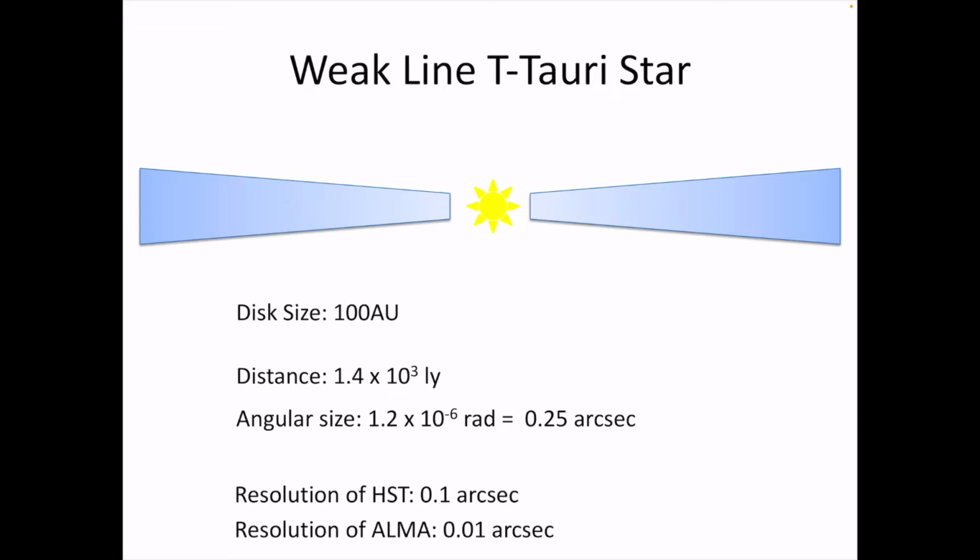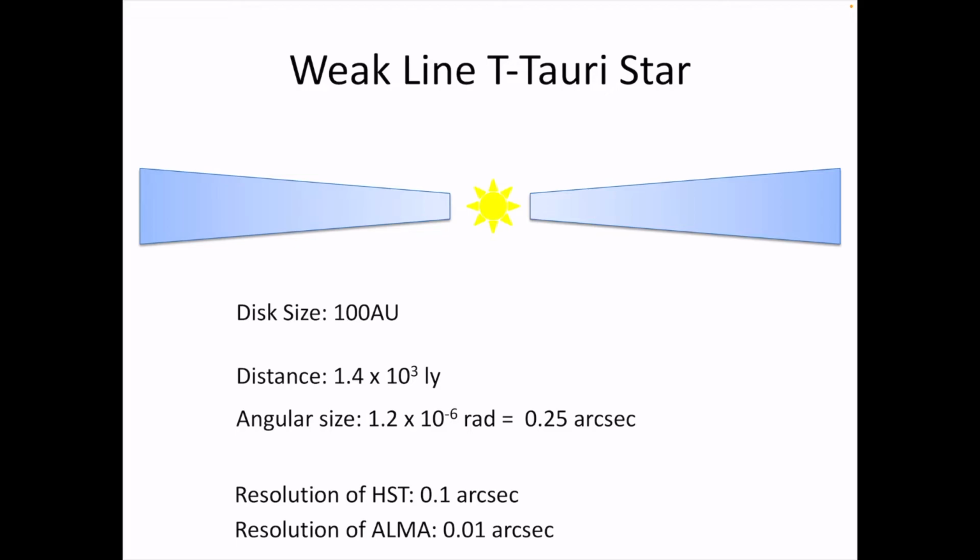Weak-line T Tauri stars. The size of the disk is about a few hundred AU. The closest distance to the WTTS we can estimate is 1400 light years from the Earth. Then we can calculate the angular size of the disk is 1.2 times 10 to the minus 6 radians. We can convert radians to arcseconds, and it corresponds to 0.25 arcsecond.